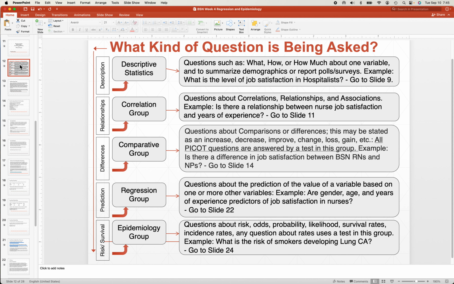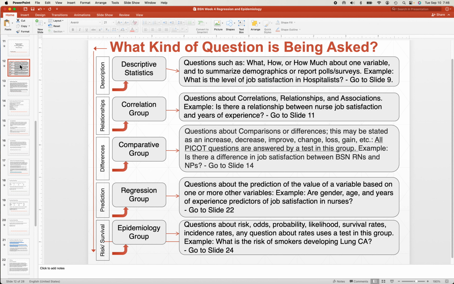A higher level of study is a comparative study, in which we have a comparative question and we use a comparative type of statistical test to analyze our data. These questions ask about making comparisons and differences. We see words like increase or decrease. All of our PICO questions by default require comparative analysis. So an example of a comparative type question might be, is there a difference in job satisfaction between BSN RNs and NPs?